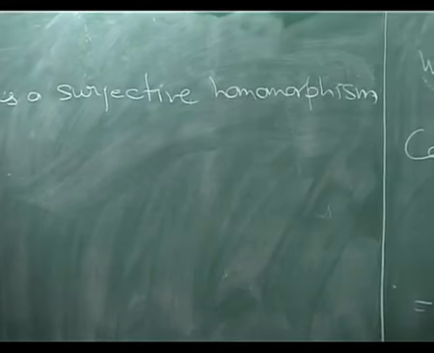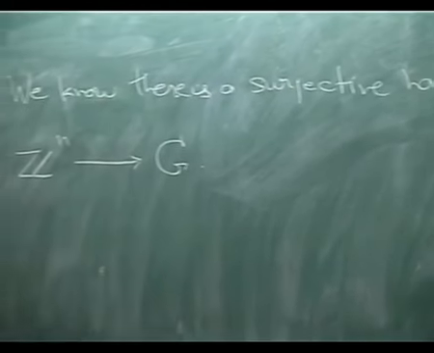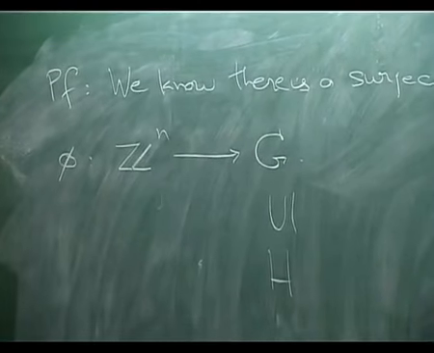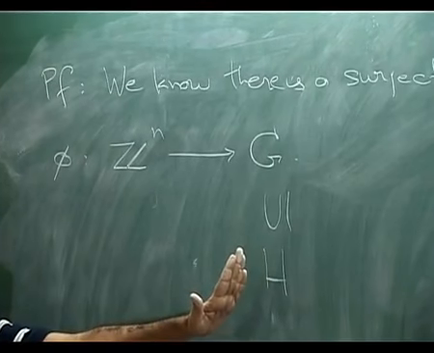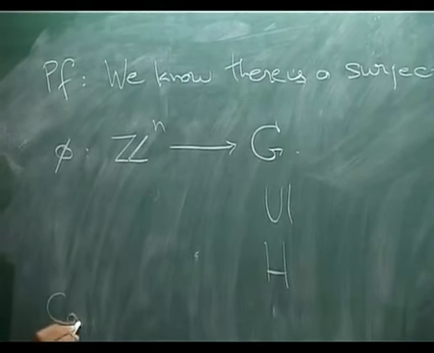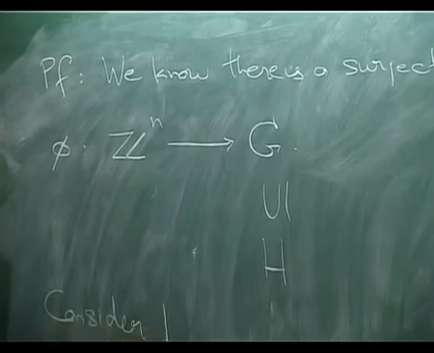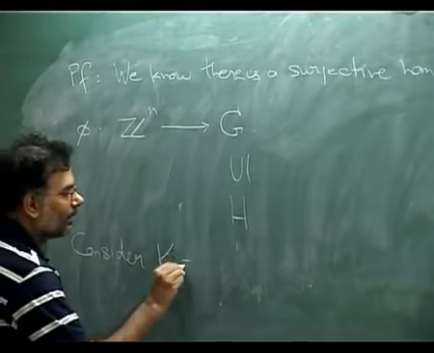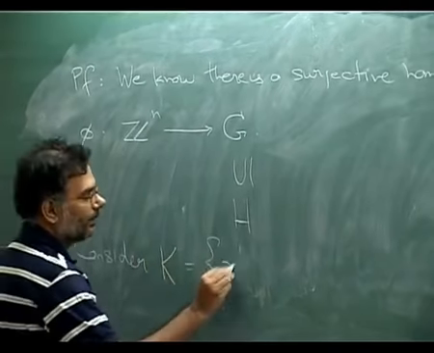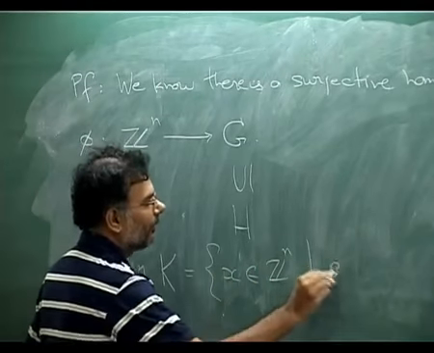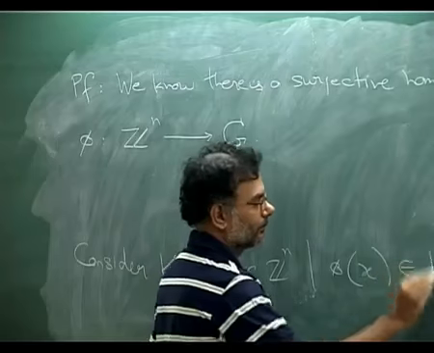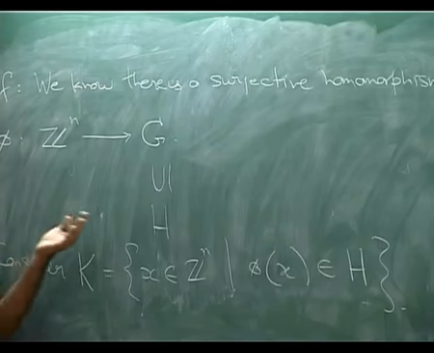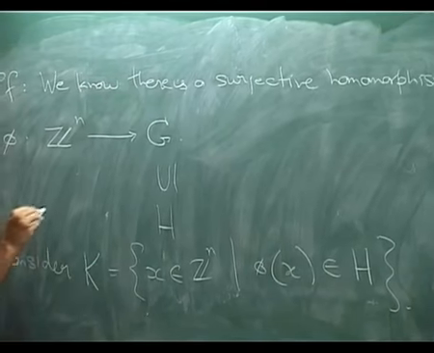Now what do you have? You have H is a subgroup of G. So H is contained in G. Here is a subgroup. What we can do is, we can consider the inverse image of H under this homomorphism. So consider K. By K, it is not the kernel of this thing. I am considering K equals the set of all x in Z to the n such that phi of x belongs to H. The inverse image of a subgroup will always be another subgroup. So I have K.